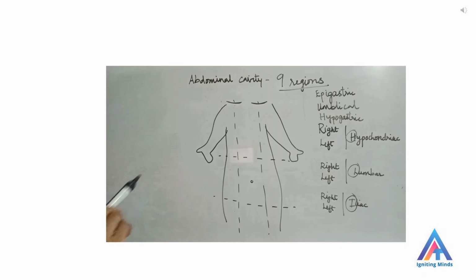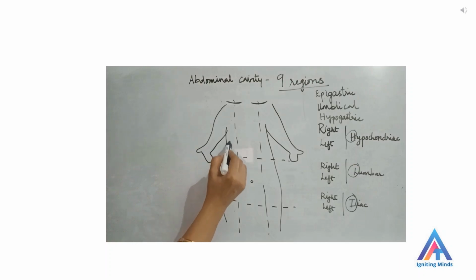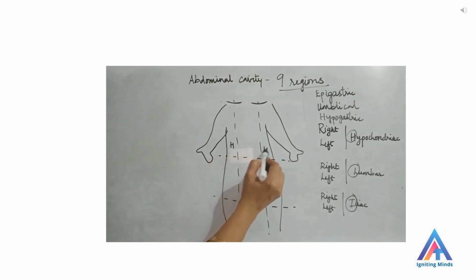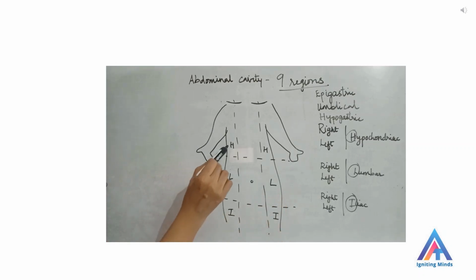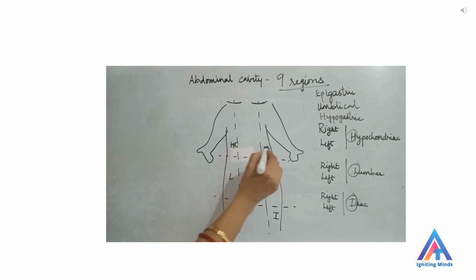Just remember these alphabets: H, L, I, HLI on the right and the left corner of the abdomen. So there is right and left hypochondriac region, right and left lumbar region, and right and left iliac region. Hypochondriac. Chondria means cartilage, bones. So because this portion is just below the cartilage, you call it hypochondriac.